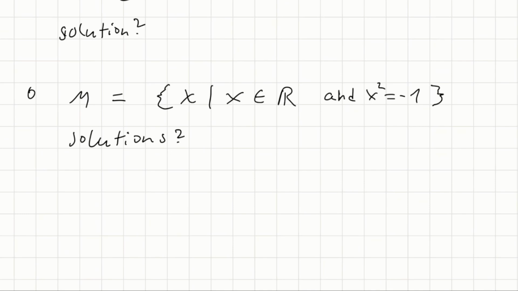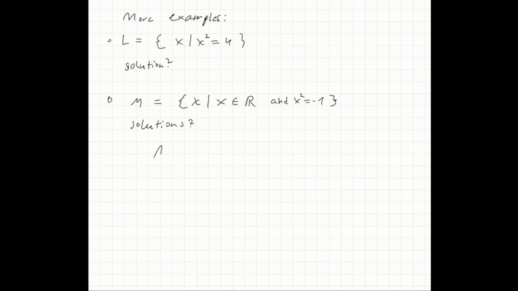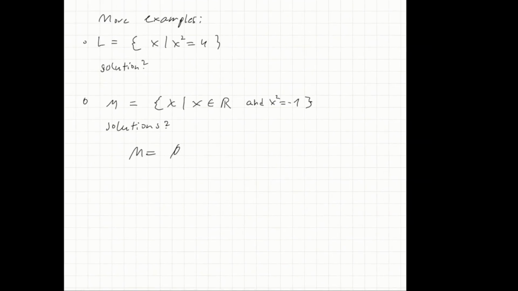But for real numbers, we know x squared equals 1 is nothing else than that there is no solution, because if we would say 1 or minus 1, it will always be 1 and not minus 1. So there are no solutions. And so m equals this.